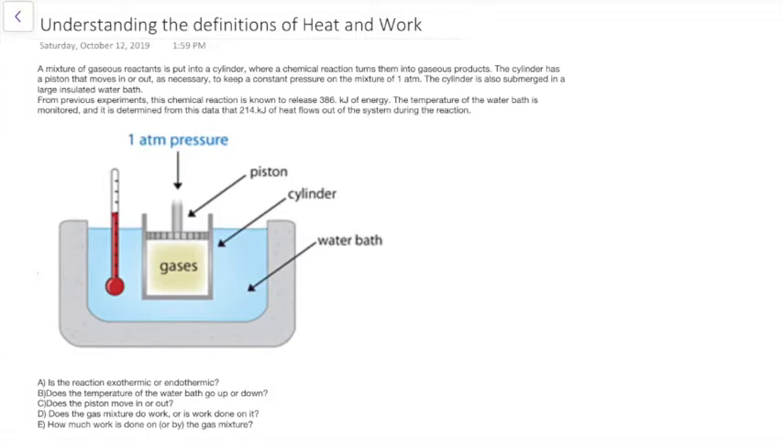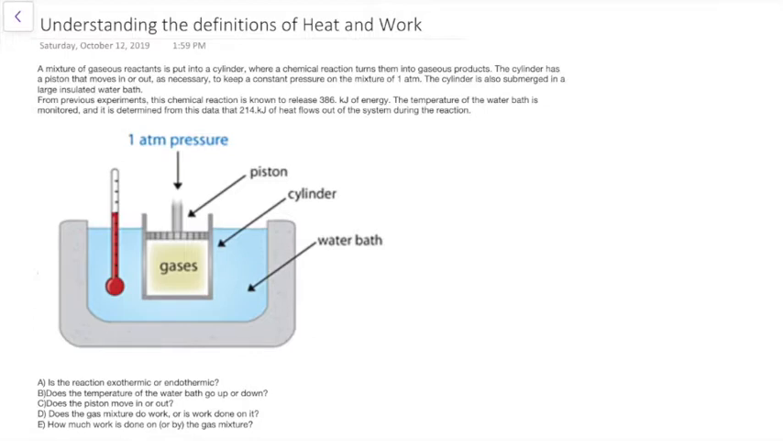Our questions are: A. Is the reaction exothermic or endothermic? B. Does the temperature of the water bath go up or down? C. Does the piston move in or out? D. Does the gaseous mixture do work or is work done on it? And E. How much work is done on or by the gaseous mixture?